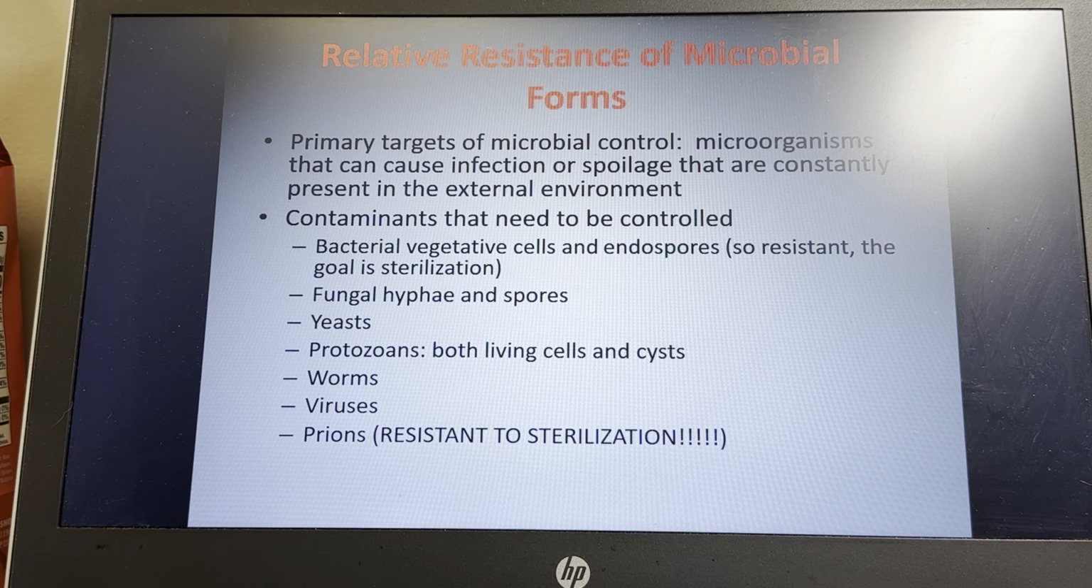But you can get rid of other types of fungi, meaning hyphae and spores. Hyphae just means fungi that's growing. Yeasts, which are unicellular fungi. You can destroy worms, you can destroy viruses. And remember, those nasty little hunks of protein, which we call prions, are resistant to all of this. So they're resistant to disinfection, antisepsis, and sterilization.